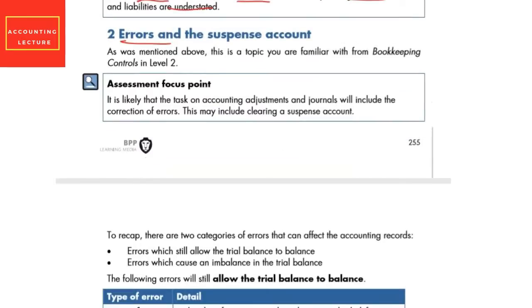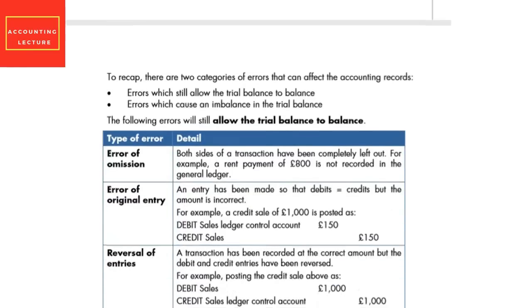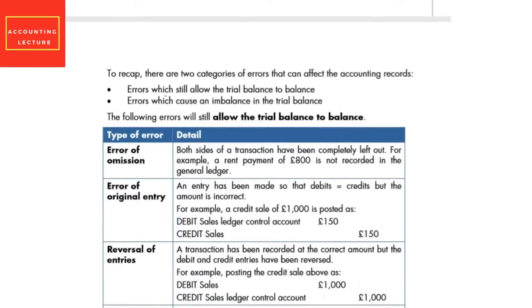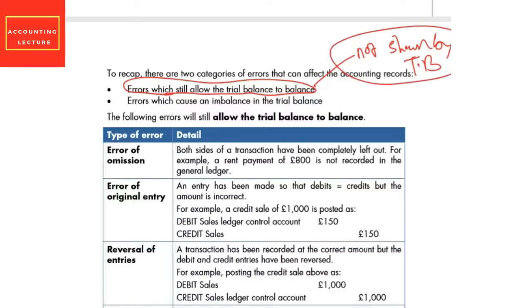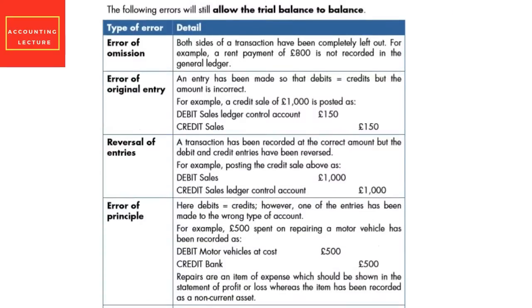Well, in this particular video we're going to talk about the errors, and there are two types of errors. The first one is errors which will allow the trial balance to balance. That means errors not shown by your trial balance, TB. What do you mean by not shown by trial balance? Your trial balance will still balance, but there could be some mistakes. What are the mistakes?